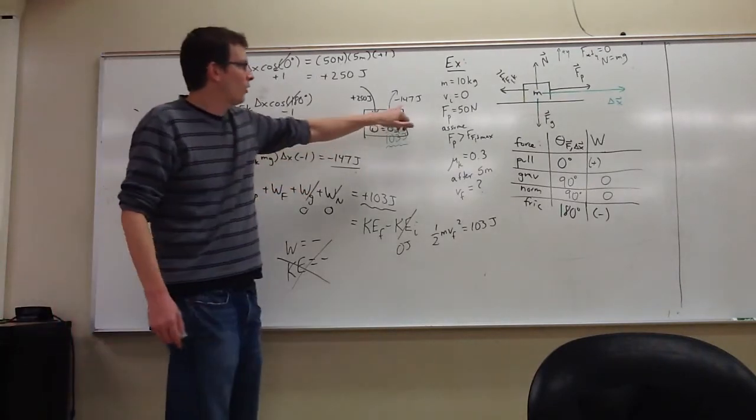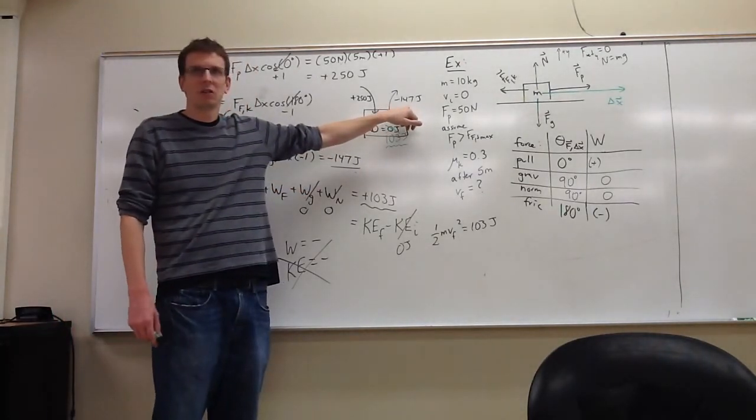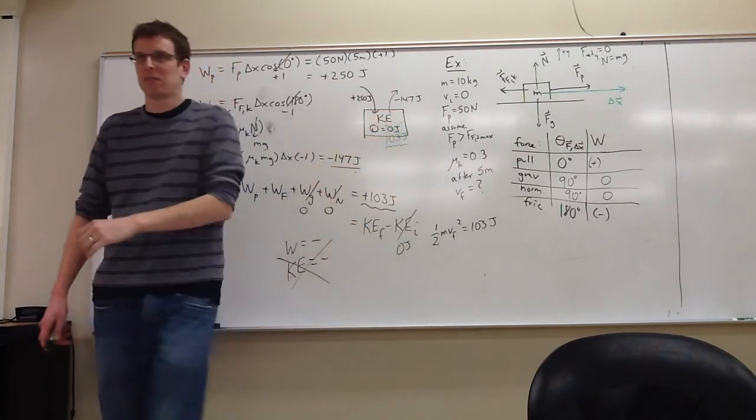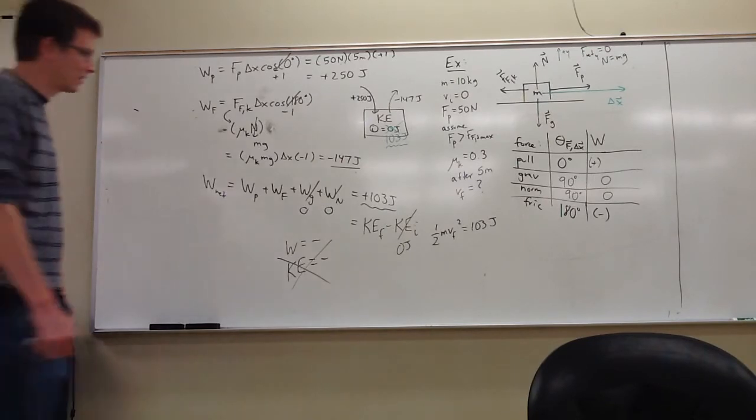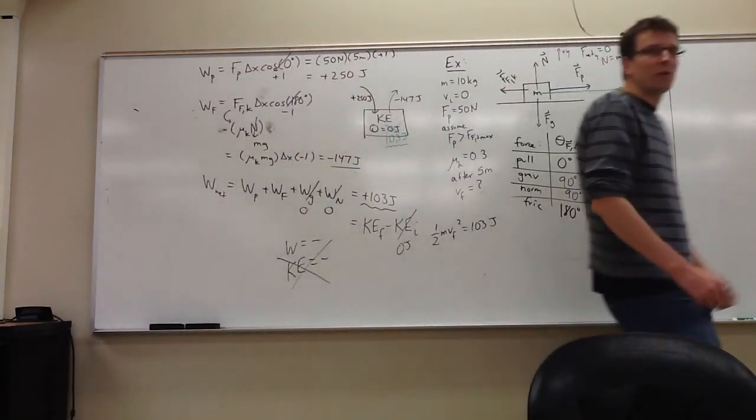So even though we had 147 joules go out, you can't go to a negative balance overall. Your kinetic energy can't go negative, even though a transaction, which is a work, can be negative, which means you're taking some out. So, question?